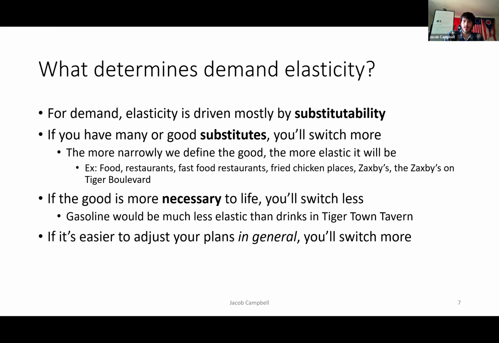If you genuinely need the good, if you need it to live, you're not going to be able to switch away as much. So, for example, if drinks at Tigertown Tavern doubled, I would expect that you would drink at Tigertown Tavern a lot less than you currently do. On the other hand, if gasoline prices doubled, what would you do? Well, you'd cut back on driving, right? That's that law of demand at work. You're not going to drive as much if it costs more.